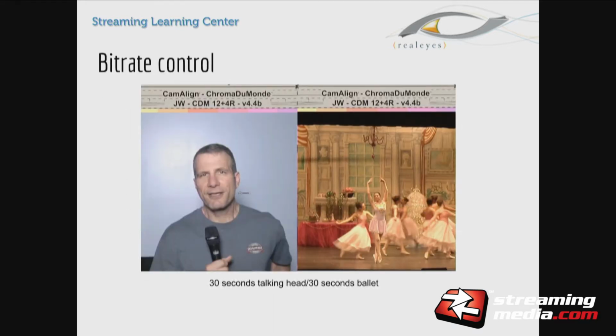OK, so bitrate control is very important. For the purposes of this next section, we're going to be looking at a file that's got pretty much extreme variability. There's 30 seconds of talking head, followed by 30 seconds of ballet. So low motion, high motion. And the question is, how do we encode this for maximum quality and deliverability?